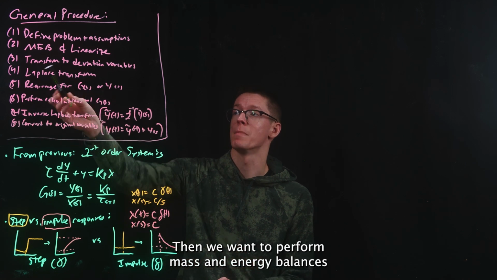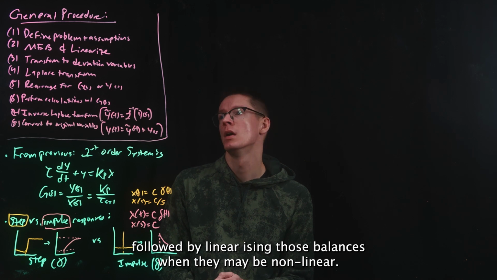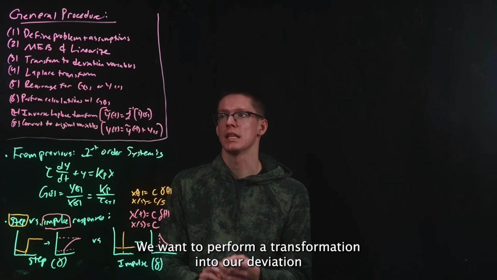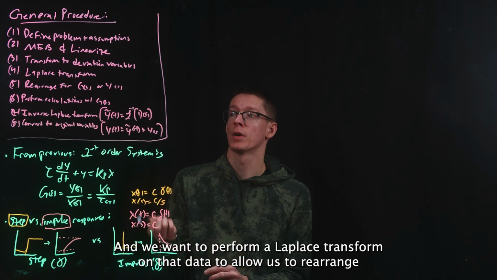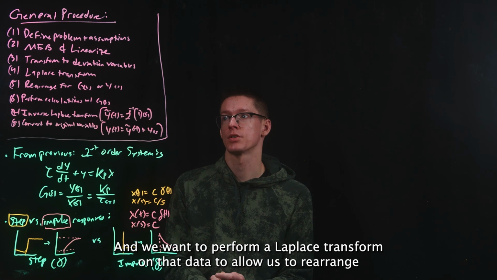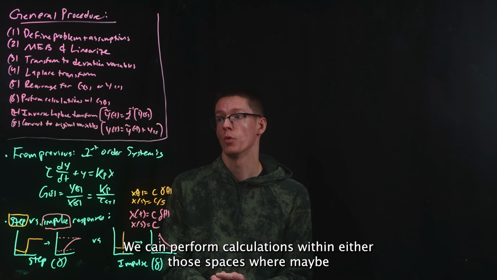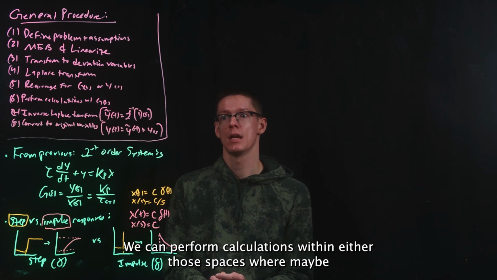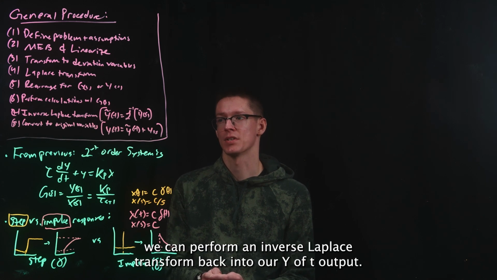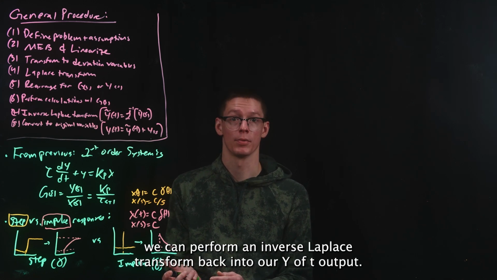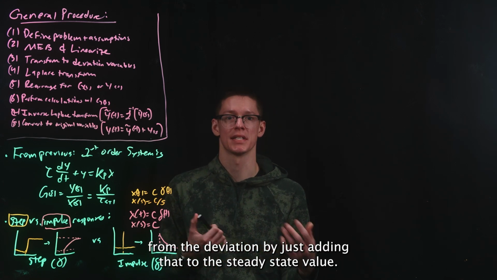Then we want to perform mass and energy balances, followed by linearizing those balances when they may be nonlinear. We want to perform a transformation into our deviation variables by taking our transient minus our steady state function, and we want to perform a Laplace transform on that. That will allow us to rearrange for either our transfer function G of s or our output function Y of s. We could perform calculations within either of those spaces, where maybe we have to do final value theorem, and then once we do that, we can perform an inverse Laplace transform back into our Y of t output. We can then return to our original variables from the deviation by just adding that to the steady state value.